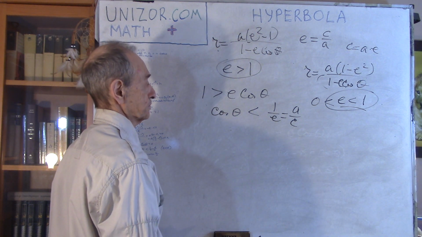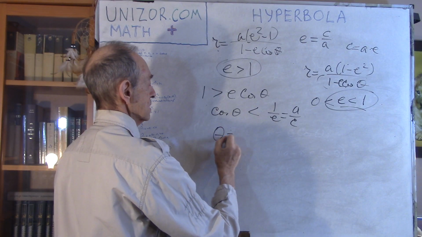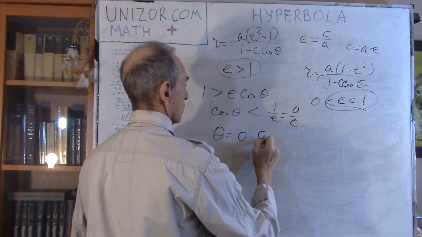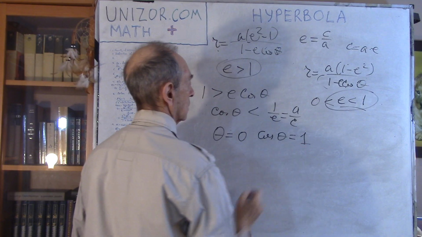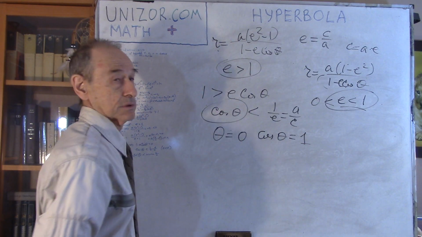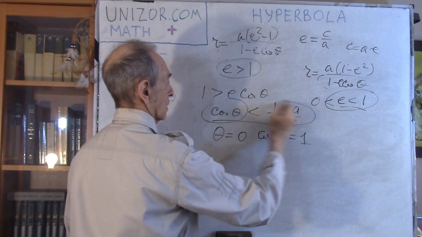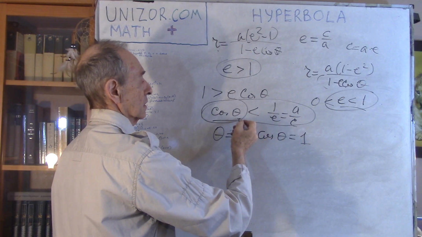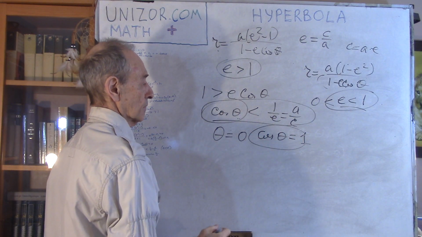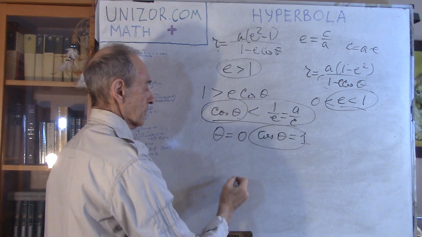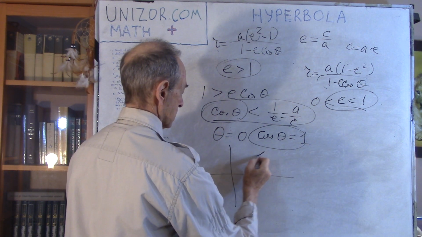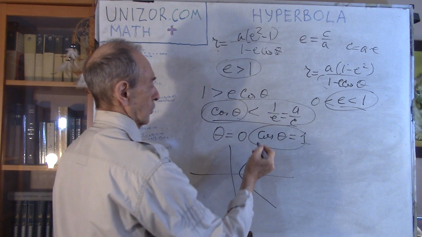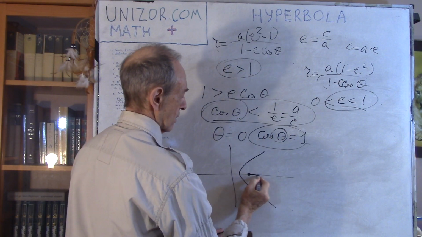Now, for example, if theta is equal to 0, cosine of theta is equal to 1, and this is definitely not true. A is smaller than c, so the whole thing is less than 1, and cosine is equal to 1. So graphically, if this is your hyperbola, this is your focus. When theta is equal to 0, it's this direction.